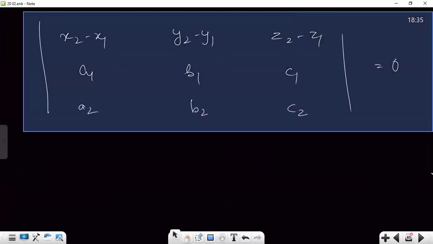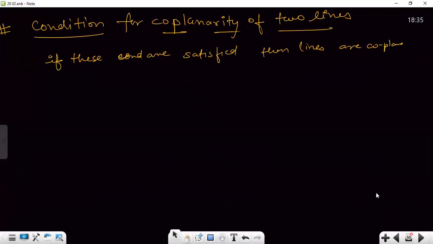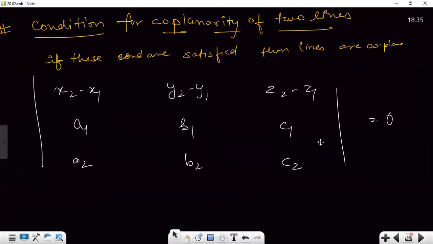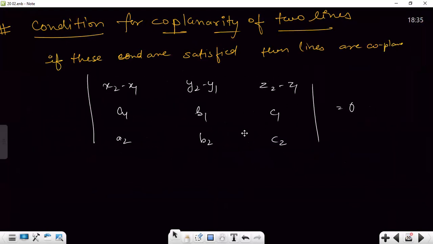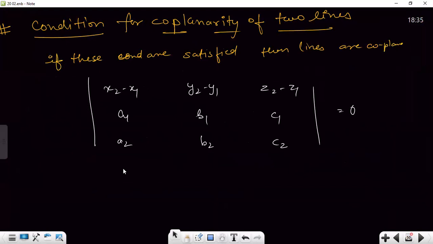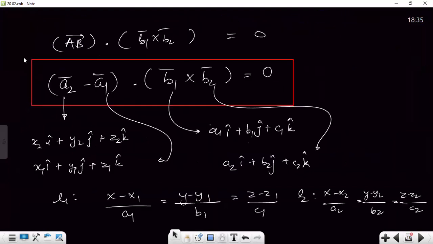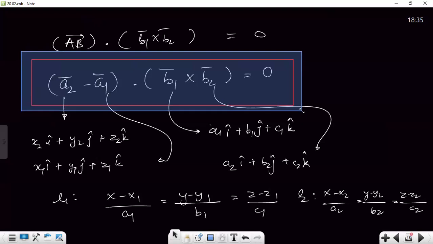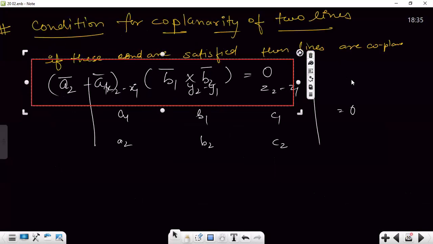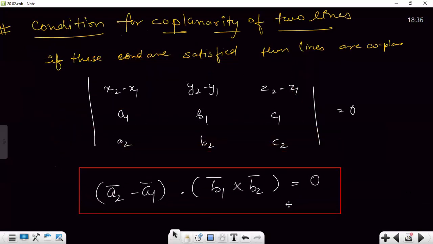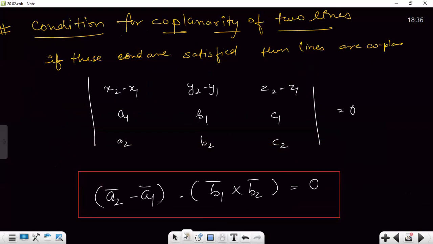Condition in the Cartesian form is this. Actually, the equation only. I should stop saying yaar. This is the equation in Cartesian form, or if we are discussing the vector form, then this. This becomes the condition for coplanarity of two lines.